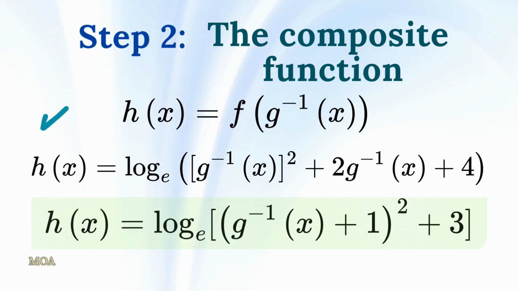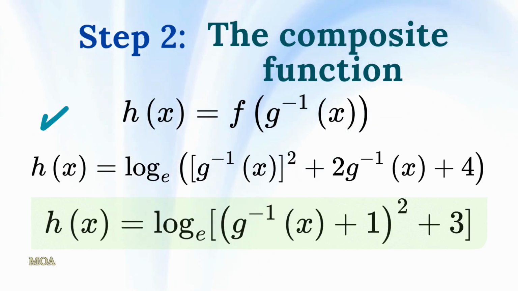Now, let us determine the expression of the composite function, denoted h of x, which is defined as f composed with g inverse. That is, h of x equals f of g inverse of x. Substituting g inverse of x into the formula for f, we obtain h of x equals log base e of the quantity, g inverse of x squared, plus 2 times g inverse of x plus 4.